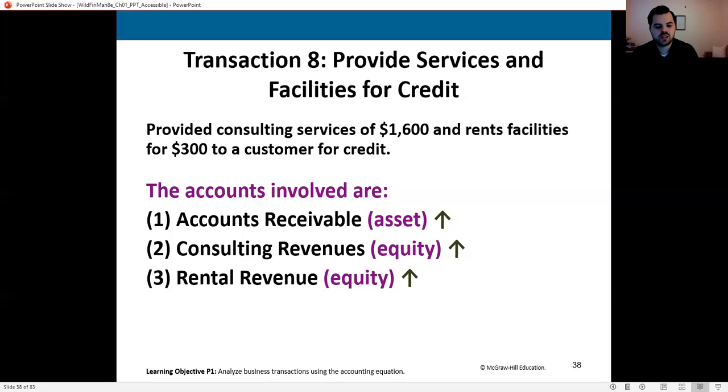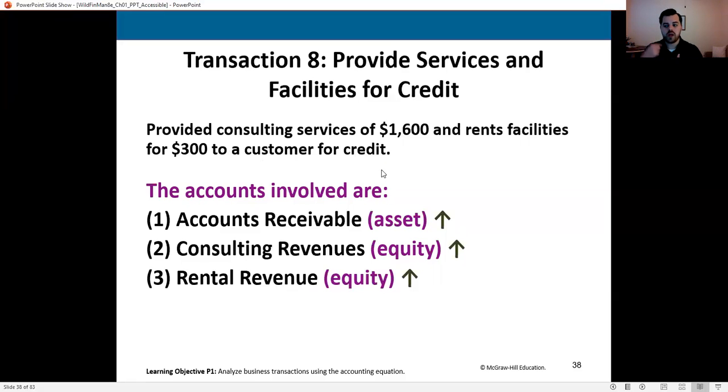Now, in this case, we provide services for credit. So we provided consulting services of $1,600 and we rented a facility for $300. Well, in this case, the customer owes us $1,900. So what's going to happen here is we would normally debit our cash account, or we would see cash increasing. But notice here, it does not say we received cash. It tells us we provided these services to a customer on credit or for credit, which means they owe us.